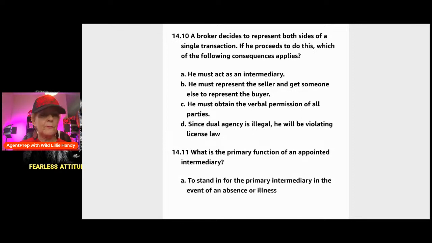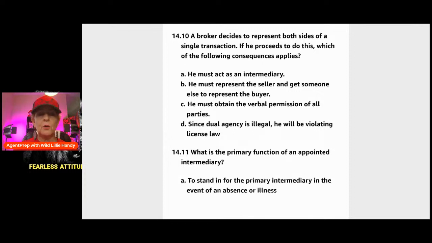So, 3 of them have the word must in it, and 1 says dual agency. Well, right away, out, right? We're not a dual agency state. So that one's out. So it's one of the A, B, or C. That's a must. No, it is not D, Carol.